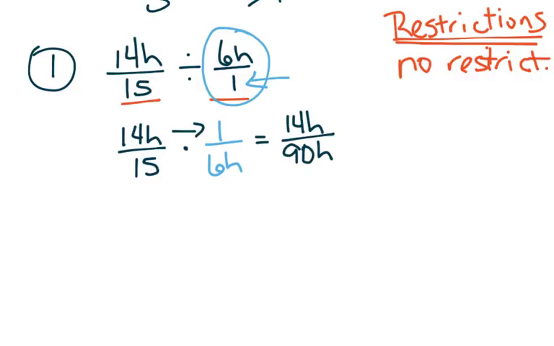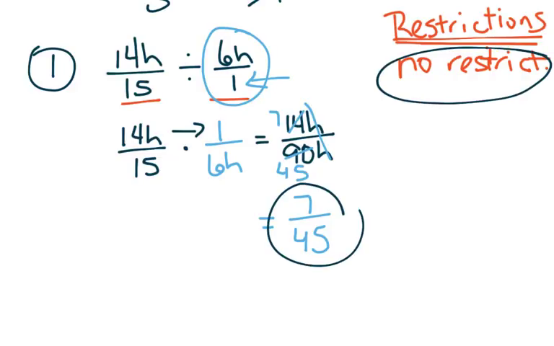I didn't do any simplification first, so let's do it now. I see that my h's will cancel out. I also see that at least 2 will go into 14 7 times. 2 will go into 90 45 times. So I'm left with 7 over 45. And that's as far as that will reduce. So I have no restrictions, and this is my answer.